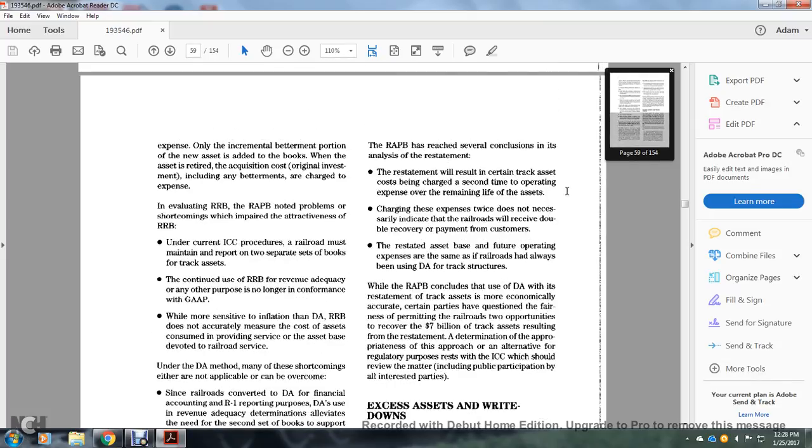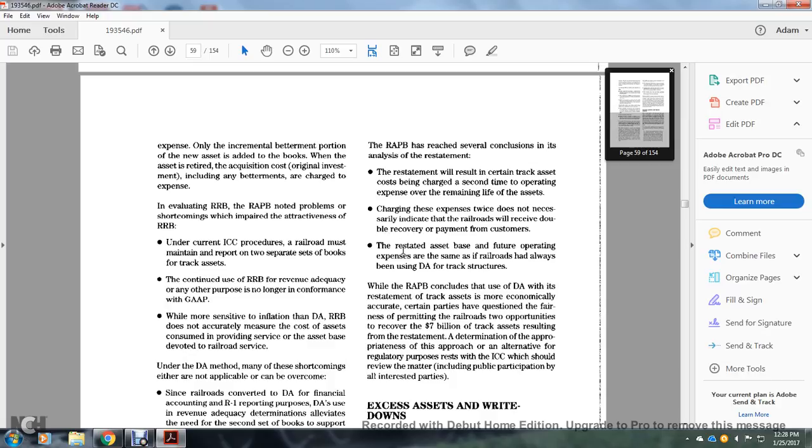The Railroad Accounting Principles Board had several conclusions in the analysis. The reinstatement was certain that the track assets should charge the second time the operating expense over the remaining life of the assets. Charging the expense twice does not necessarily indicate that the railroads will receive a double recovery of the payment from the customer.